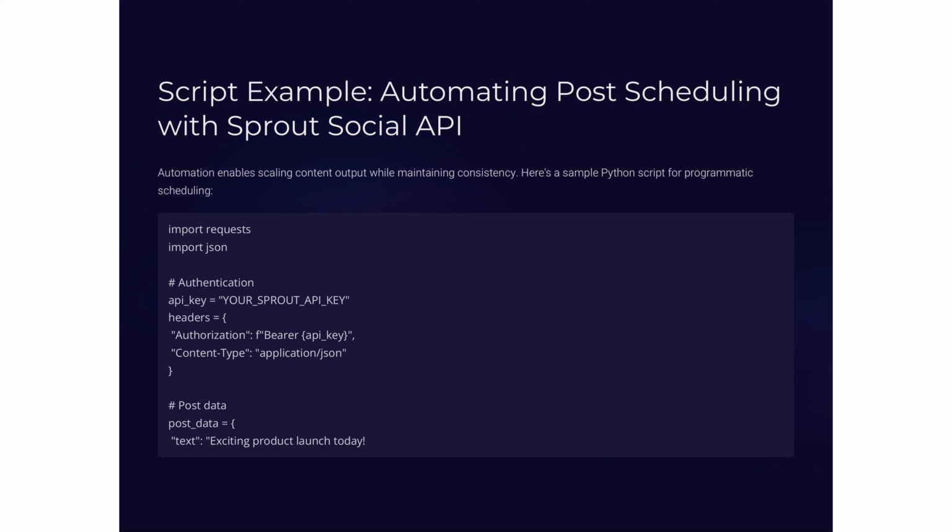Using Sprout Social API, you can programmatically schedule posts, authenticate with your API key, set headers, and define post data. This method ensures consistent content delivery, crucial for maintaining engagement and brand presence across platforms.